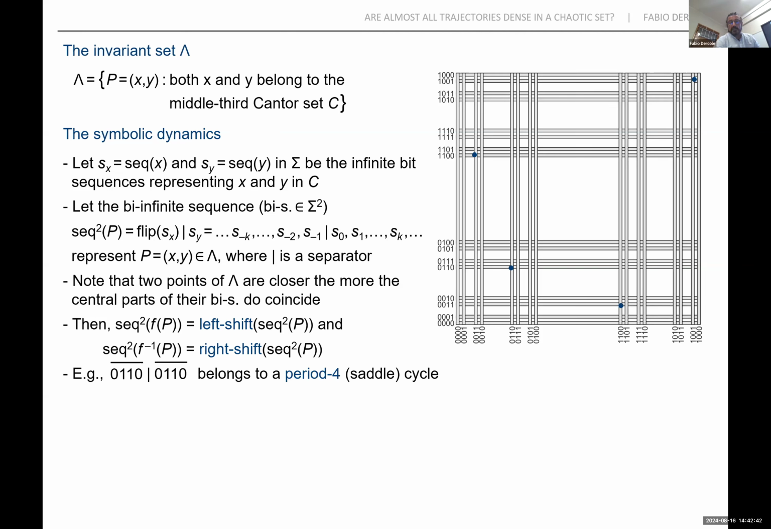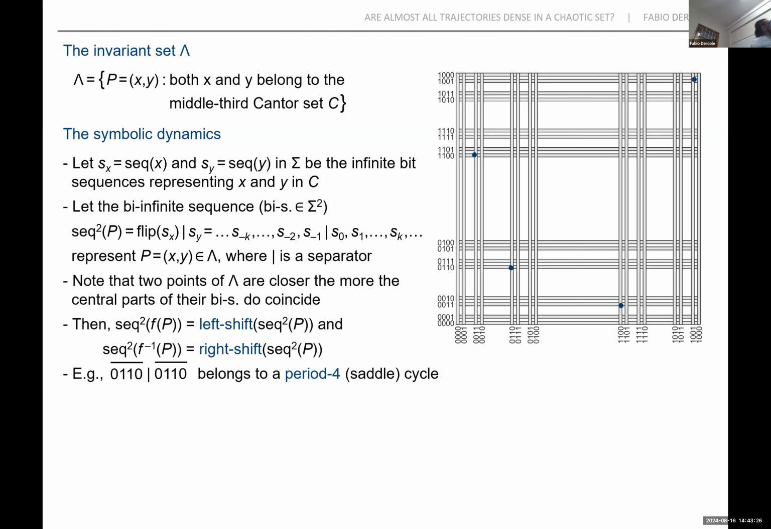So for example, now that we have this set up, it's very easy to understand the complexity of these dynamics. For example, if you take the sequence 0, 1, 1, 0, and you repeat it forever and ever, this is a cycle. Let's fix the separator always in the middle and we move bits. If you move these bits 4 times, then you are back at the initial point.